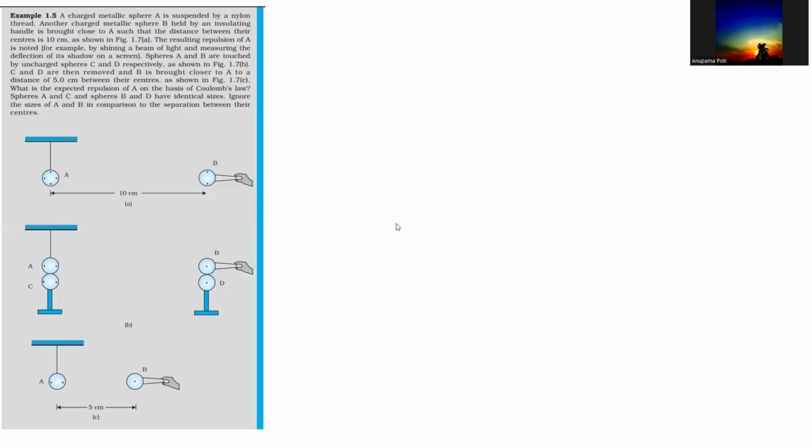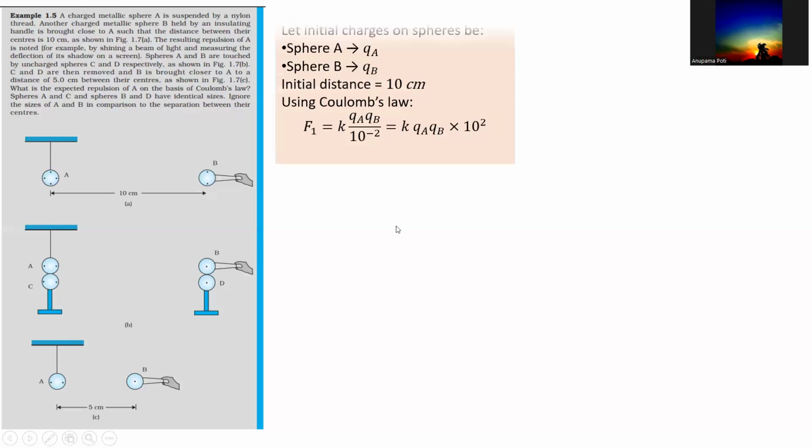We'll realize the question first. What is given? Initial charges on the spheres are given. Let the charge on A be QA, the charge on B be QB, and the initial distance 10 centimeter. By Coulomb's law, F equals K Q1 Q2 by R square. The separation is 10 centimeter, that is 10 to the power minus 1 meter, so its square is 10 to the power minus 2. So F1 is K QA QB into 10 to the power 2.